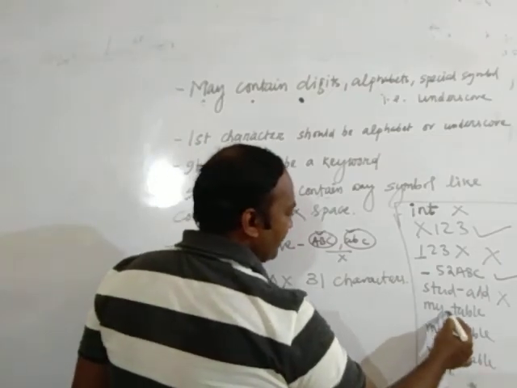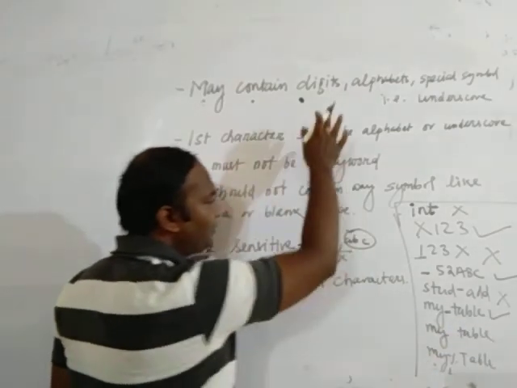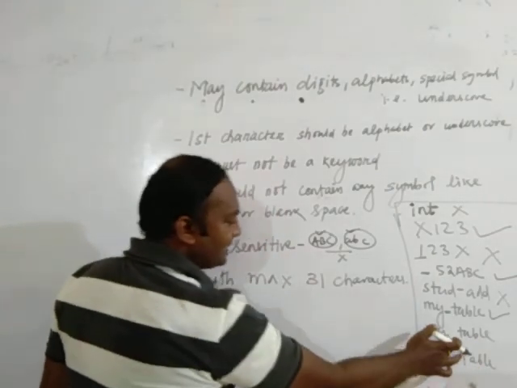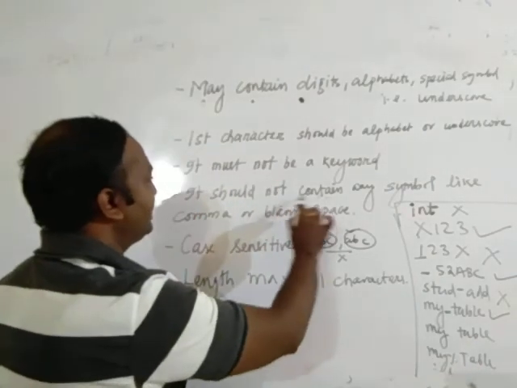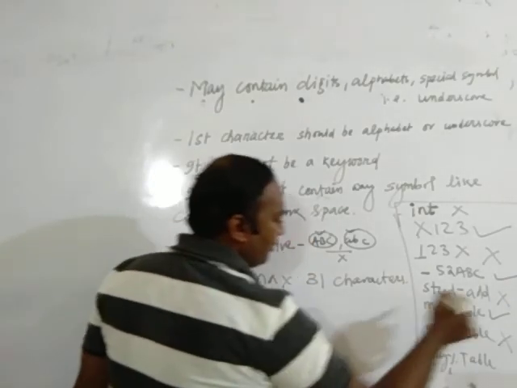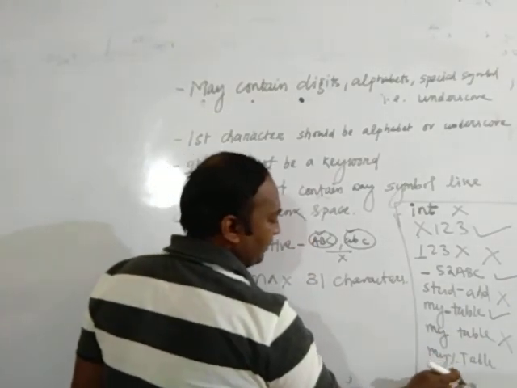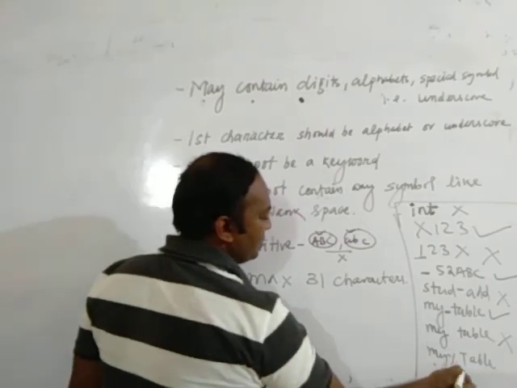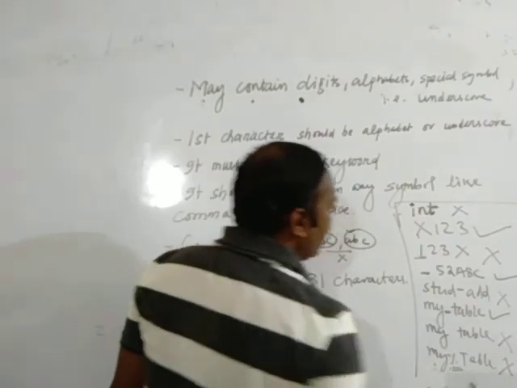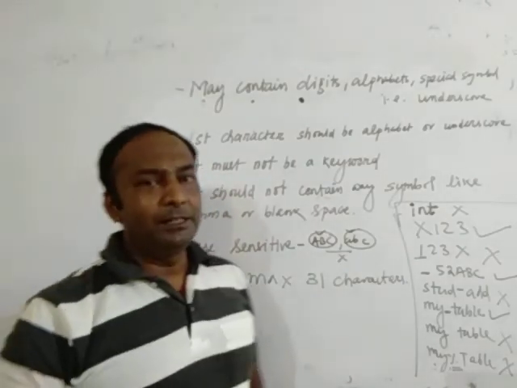My underscore table: yes, this will be, according to the rules we have to follow. My space table: space should not be a character. It should not contain any symbol like a comma or blank space. So it will not be. My percentage table: percentage is also a symbol, so this will not be. Likewise, I have to name the variables.